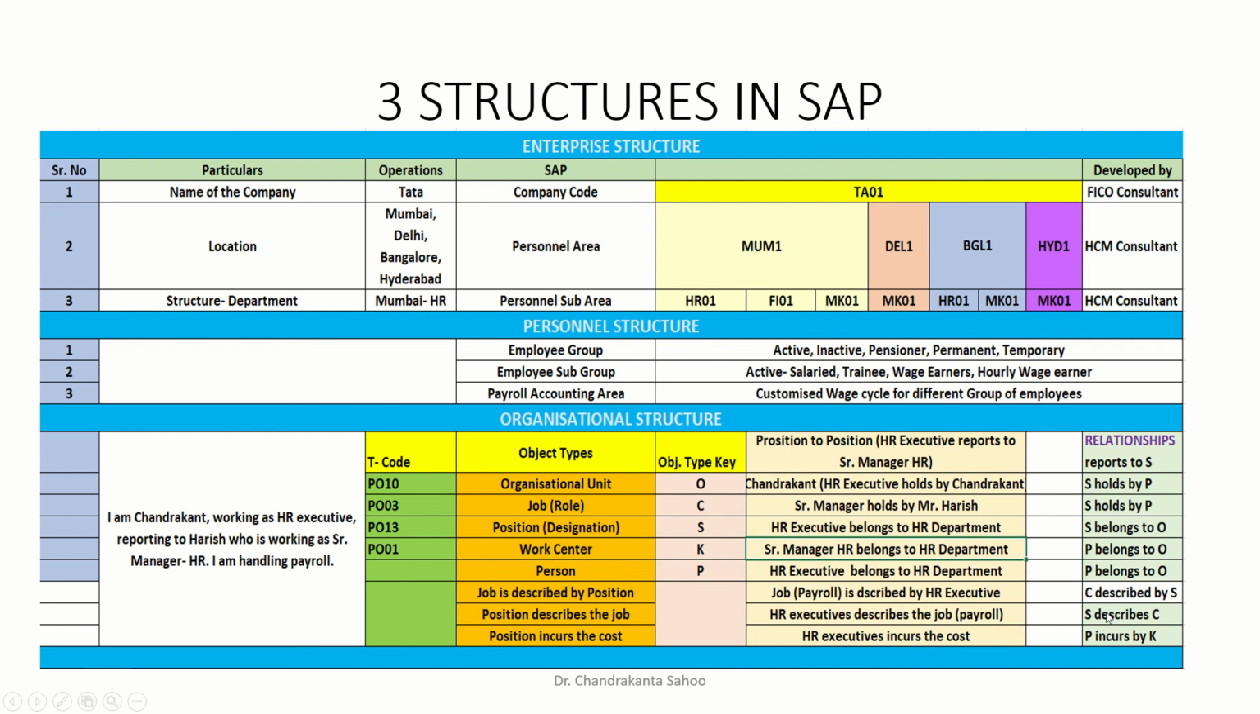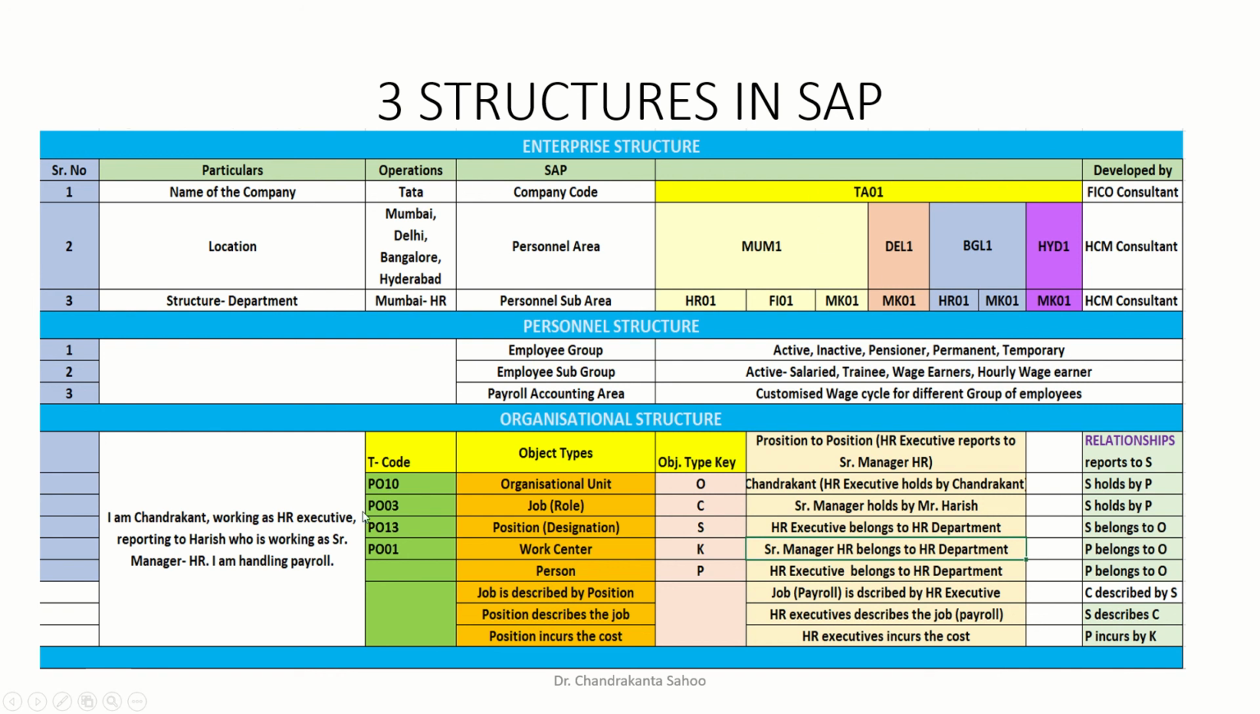There is a thin difference between the job and the position, which we must understand. The job is a component of the position. The HR executive is the position, and this position describes the job. So there are three kinds of structure.